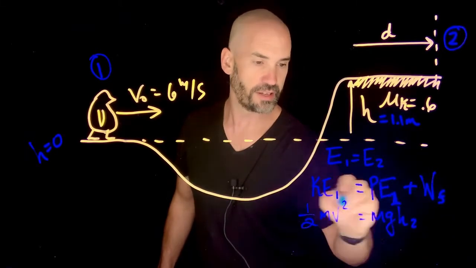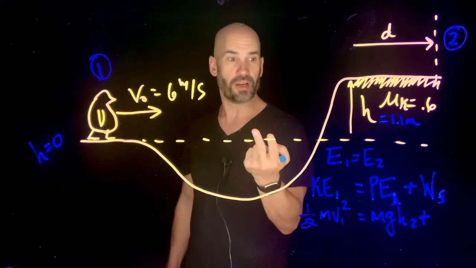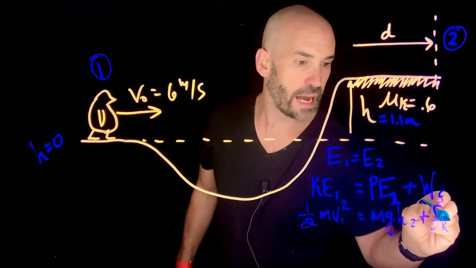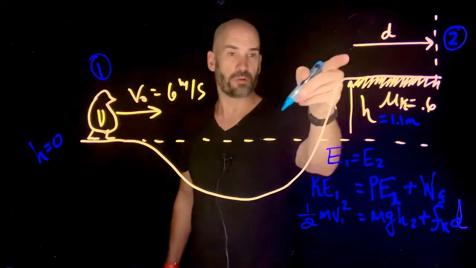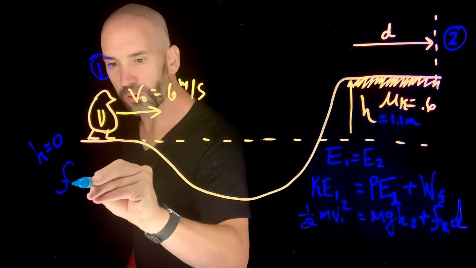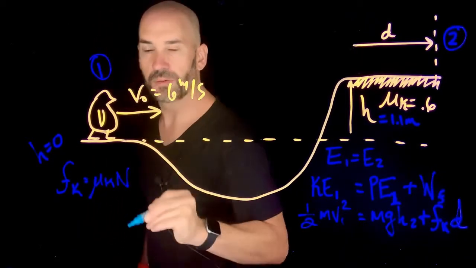This is V1, H2, right? And then remember, work is force times distance, right? So this is going to be the frictional force, coefficient of friction, times the distance that the penguin moves, okay? But we know that the frictional force, right, is just mu times N, right?